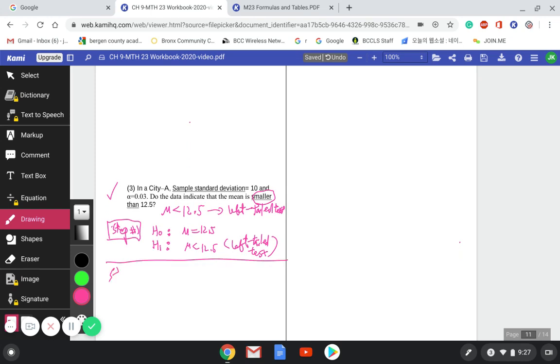And step 2, you have to find the z-value again. So z-value is x bar minus mu over sigma divided by square root of n. So 17.5 minus 12.5 divided by 10 over square root of 21. So when you do this, you will probably get 2.11 again. Okay, so we are doing the same thing, but I'm showing you the same steps. So that's the z-value.